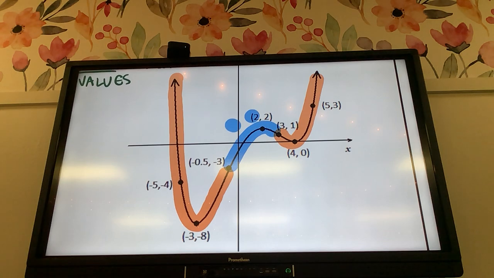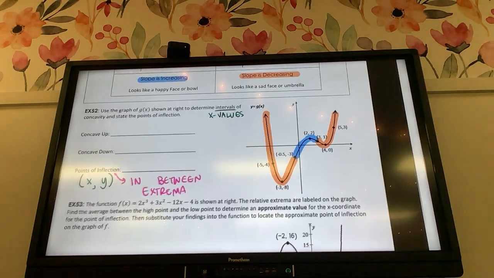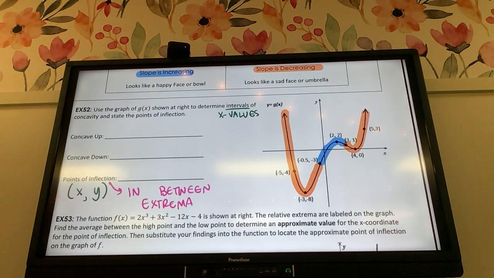I'm drawing eyes for all. The eyes help. All right, so your points of inflection where you change concavity will be in between your extrema. And that's going to help you because a lot of times people want to go all the way to the max or all the way to the min because that's just what you're used to doing. But if you're talking about concavity, it's about halfway. All right, halfway in between those max and min points.